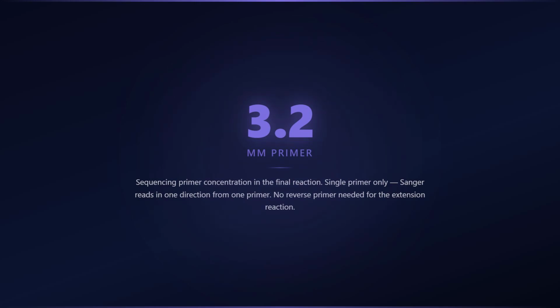Sequencing primer at 3.2 micromolar. Single primer only. Sanger is not PCR. You read in one direction from one primer. You do not need a reverse primer for the extension reaction. BigDye Terminator v3.1 ready reaction mix. This is your commercial master mix. It contains modified polymerase, unlabeled dNTPs, and all 4 fluorescent ddNTPs. Store at -20. Keep it away from light during handling. It degrades in ambient room light faster than the product sheet states.